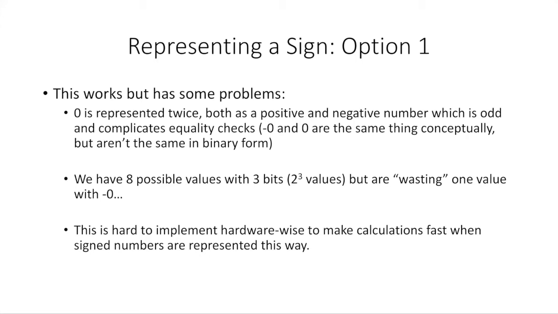We're also wasting a value here. With 3 bits, we can represent 8 possible values, and we're wasting this -0, which is just kind of a weird value. So this is not the greatest. And it's also really hard to actually implement this in hardware, when we're designing the little circuits on the circuit board. It's actually really hard to do it this way. So this is not necessarily the best option. Let's take a look at another option.